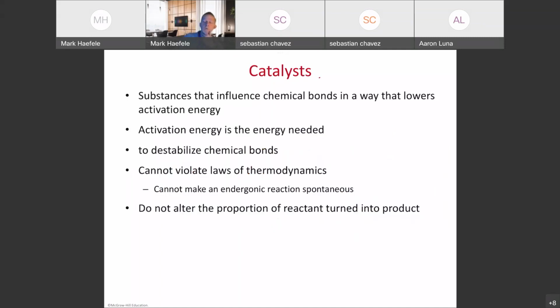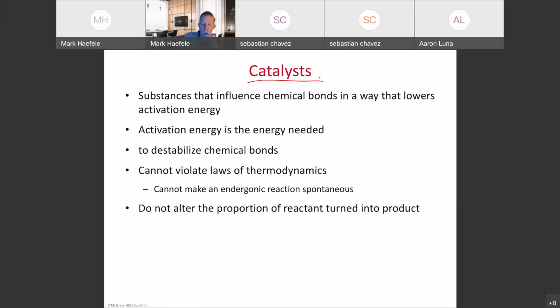So the next big idea that we're going to talk about is catalysts, right? So how do you increase this ability to move these reactions forward, and how do you speed up reactions? Well, one of the things that you always use is what's called a catalyst.